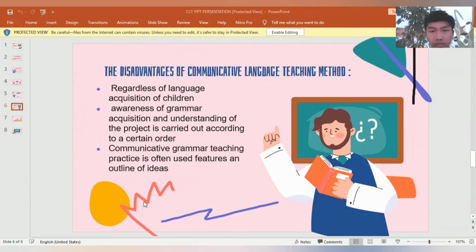The second is awareness of grammar acquisition and understanding of the project is carried out according to a certain order. The third is that communicative grammar teaching practice is often used as an outline of ideas to focus on teaching how to make a student speak in specific contexts in order to achieve specific communicative functions.